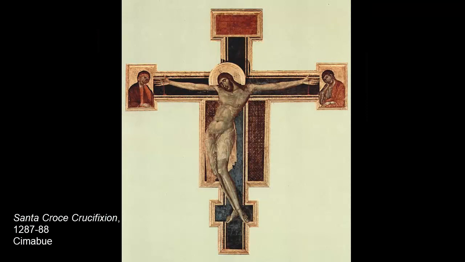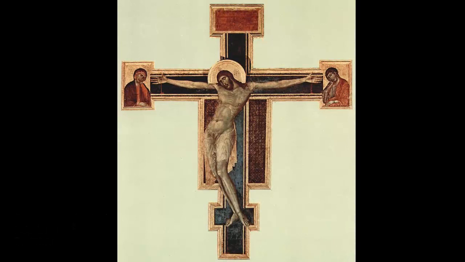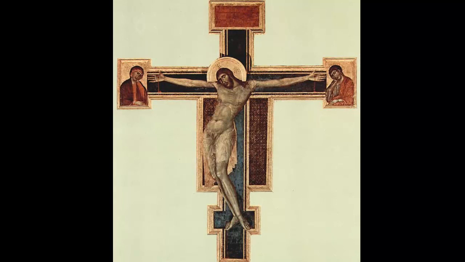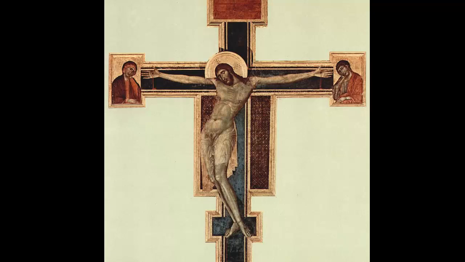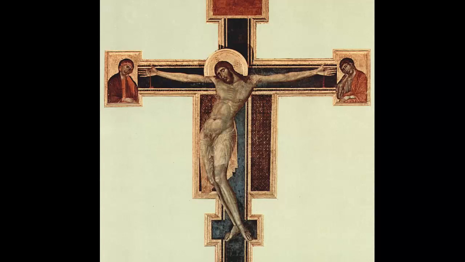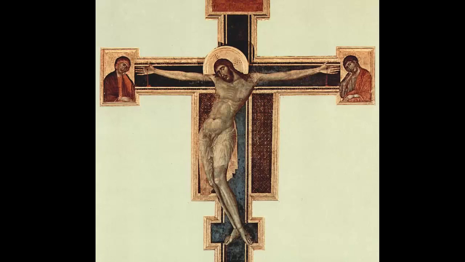Cenni di Pepi, also known as Cimabue, created primarily religious works. Cimabue's works emphasized naturalistic elements, such as is seen in his Santa Croce Crucifixion from 1287 to 88. It was still placed within Byzantine iconography, but the work innovatively drew upon anatomical observation to create a sense of Christ's physical and emotional suffering.